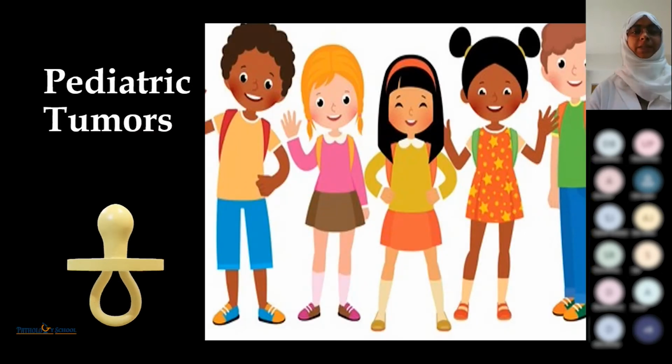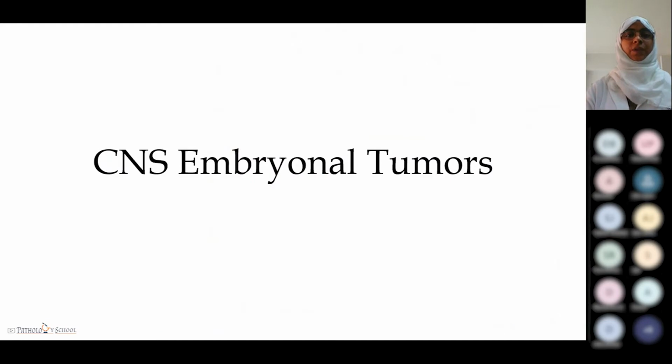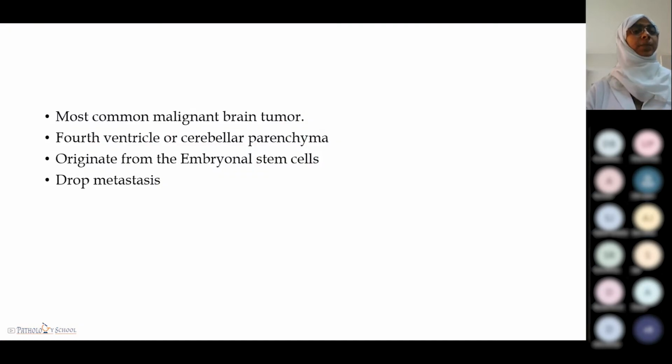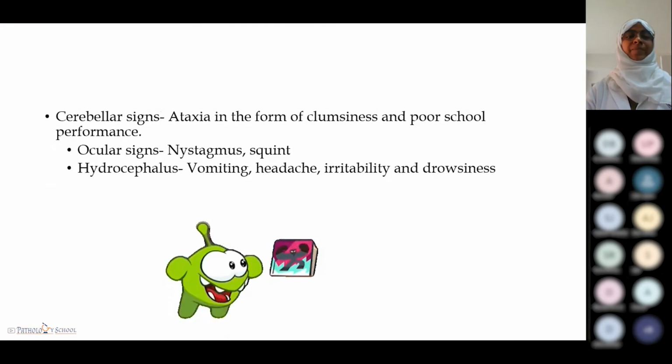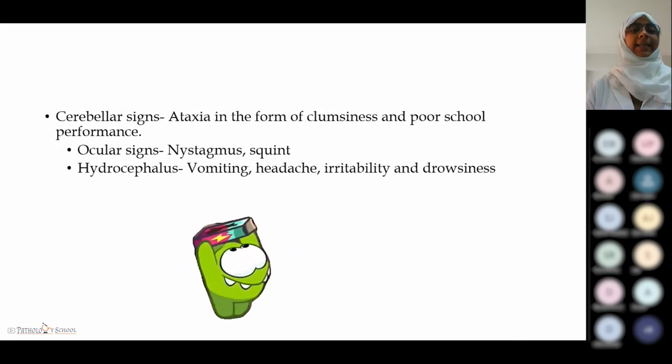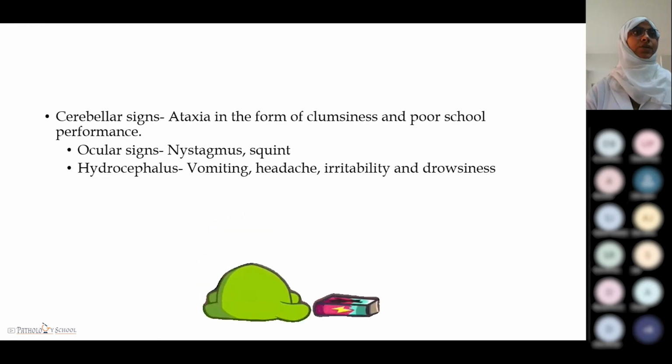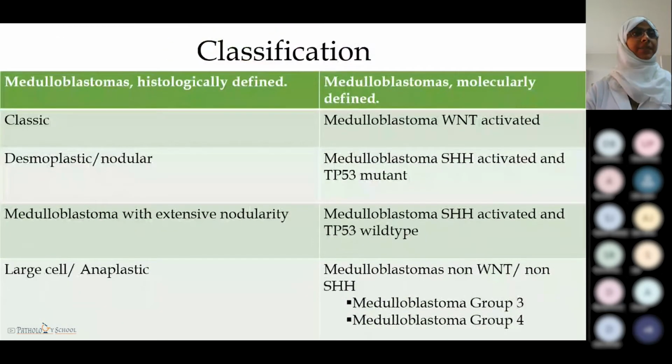Now, first come the pediatric tumors. In pediatric tumors, first we'll be commenting on CNS embryonal tumors. So it will be short, just brushing up the memory, because it has already been covered in previous lectures. First comes the medulloblastoma, which is the most common malignant tumor found in the fourth ventricle of children. It comes with cerebellar signs like ataxia and clumsiness, ocular signs, as well as hydrocephalus signs, that is nausea and vomiting. It is classified on the basis of histology and molecular features. Histologically: classic type, desmoplastic with extensive nodularity, and large cell.